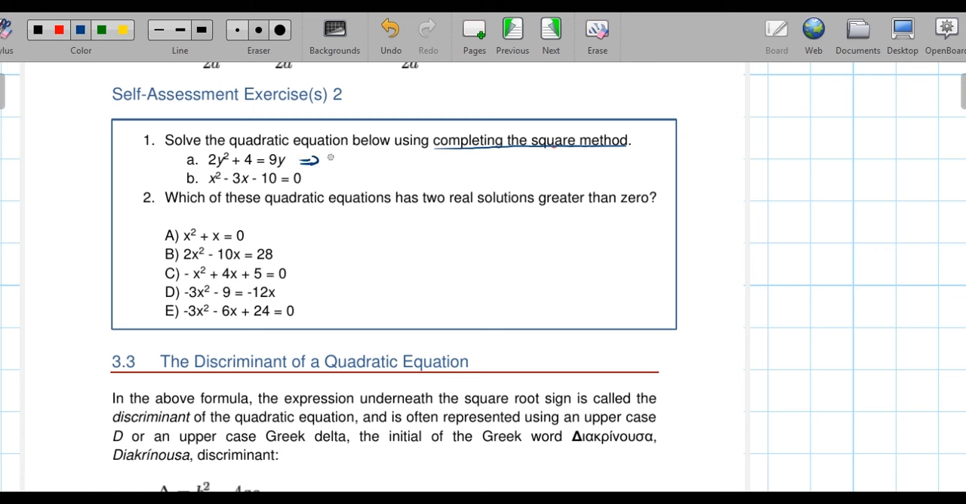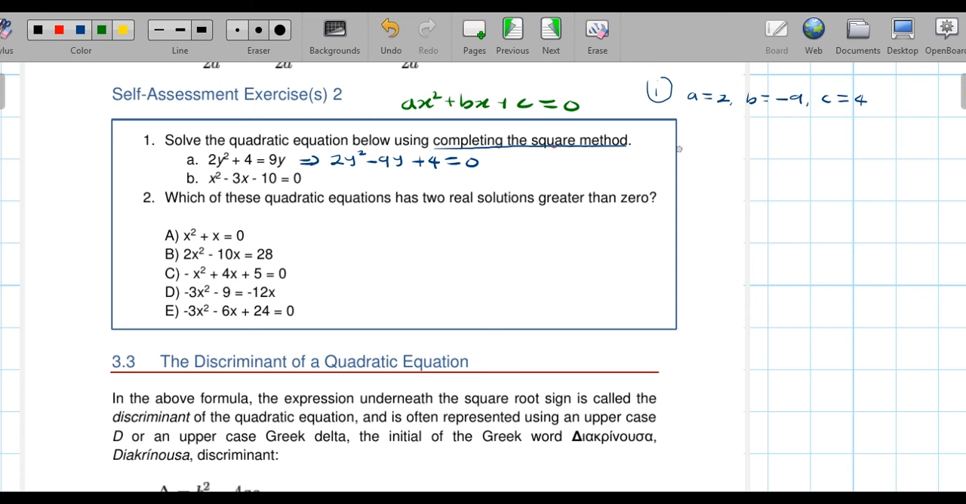So for this first equation here, let's rewrite this as 2y squared minus 9y plus 4 equal to 0. So here in the first one, we discovered that our a is equal to 2, our b is equal to minus 9, and our c is equal to 4. I remember our general form is what? It is ax squared plus bx plus c equal to 0.